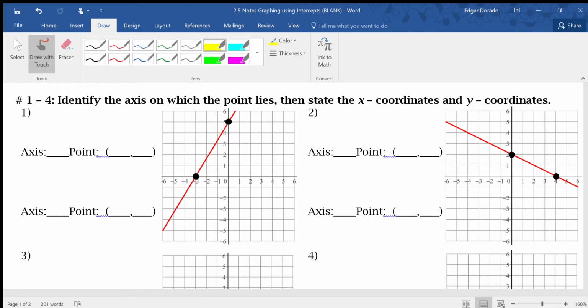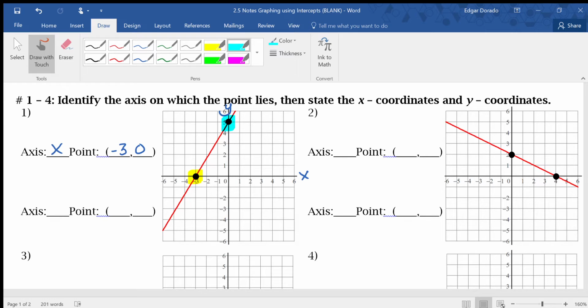This point right there. All right, let's go ahead and write down its coordinates. So it looks like it's 3 to the left and 0 up or down. So it's at negative 3 comma 0. All right, now it's asking what axis is that on? Well, this is my x-axis. This is my y-axis. So it's on the x-axis.